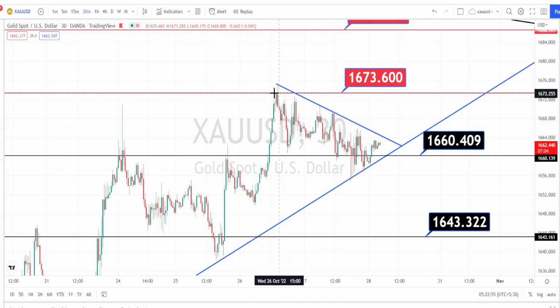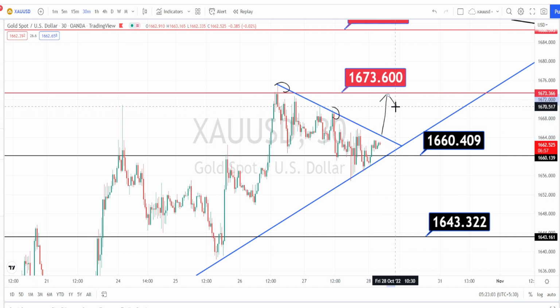I would recommend you draw resistance lines like this, and once the price action gives a breakout on the bullish side, you can take a bullish side trade, or if the price action gives a breakout on the bearish side, you can take trades on the bearish side retracement.